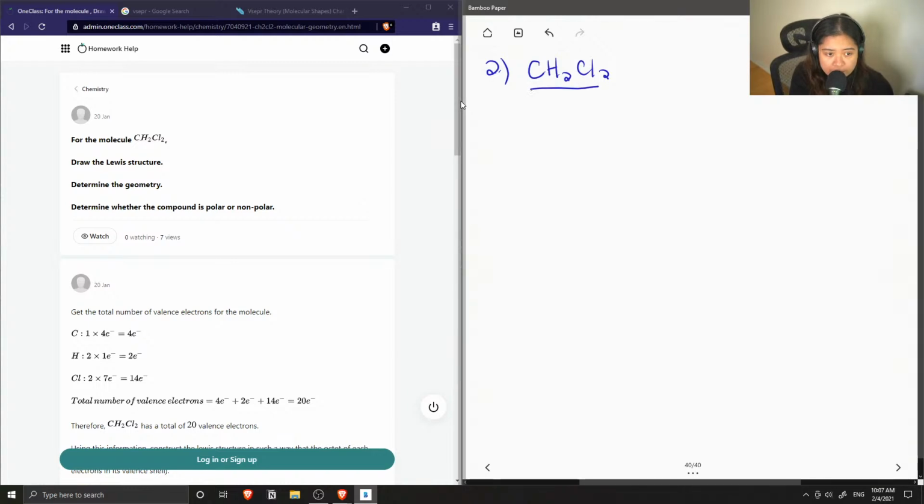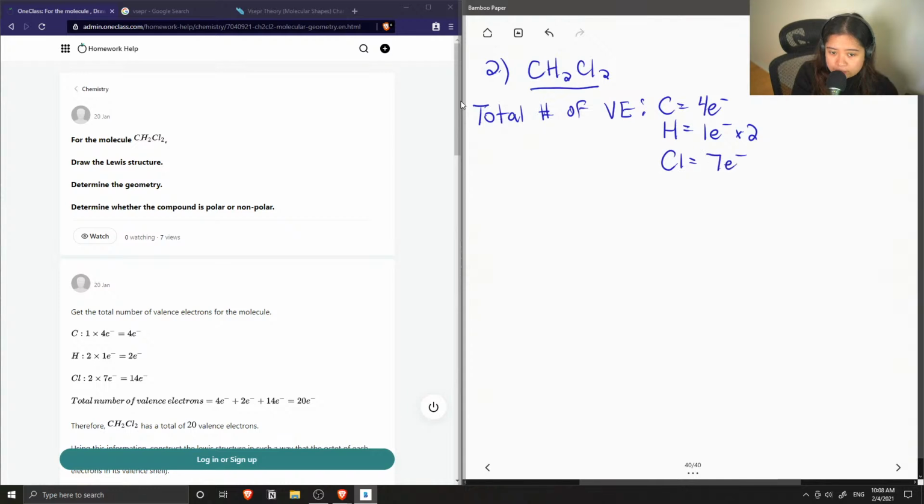So when drawing out the Lewis structure, we first need to calculate the total number of valence electrons. So carbon has 4 valence electrons, hydrogen has 1, and since we have 2 hydrogen atoms, we multiply this by 2, and chlorine has 7. And again, we would multiply this by 2 to give us a total of 20 valence electrons.